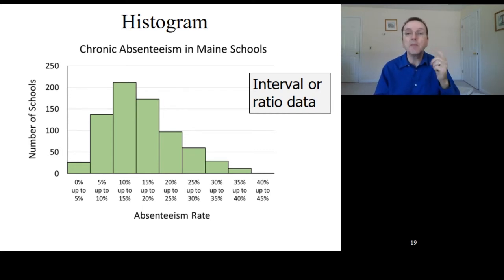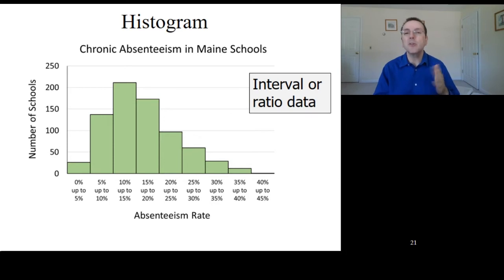Here's a histogram of chronic absentee rates in Maine schools. Now, absenteeism is an interval scale. In fact, it's a ratio scale, isn't it? Because it's a true continuum of equally sized units, the boxes in a histogram do touch, with those borders representing the exact lower and upper limits for each of the given ranges.